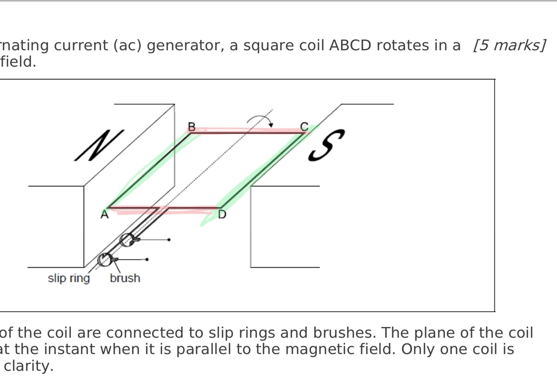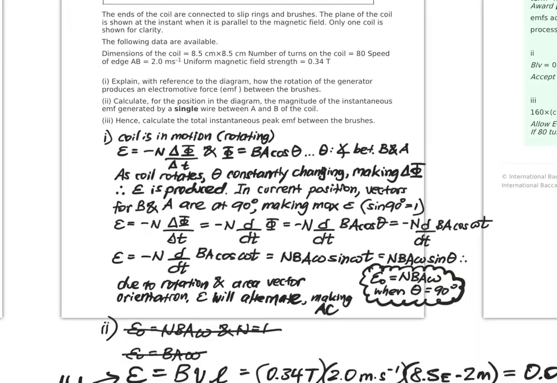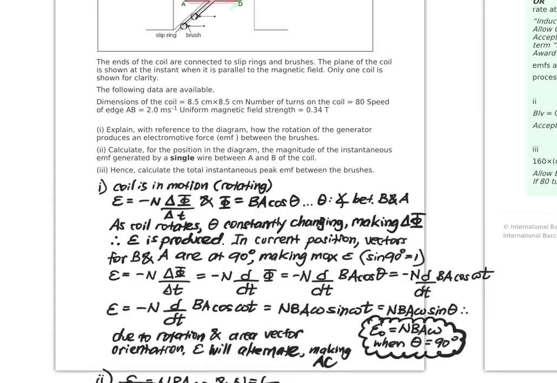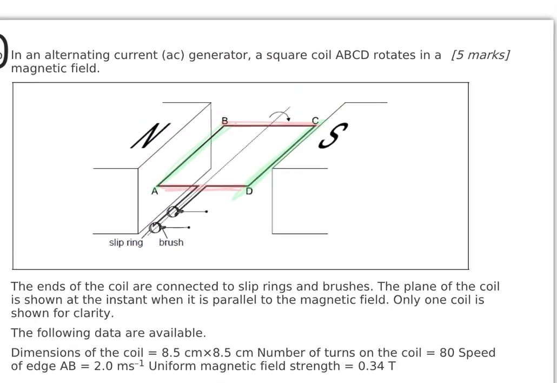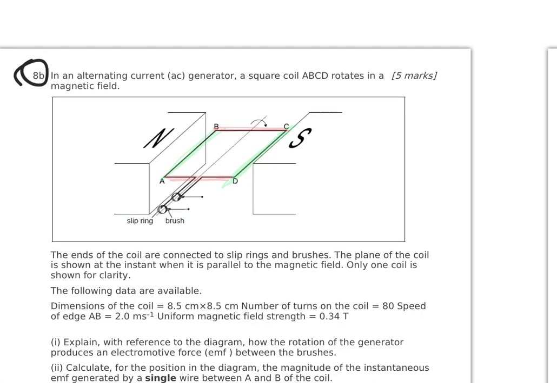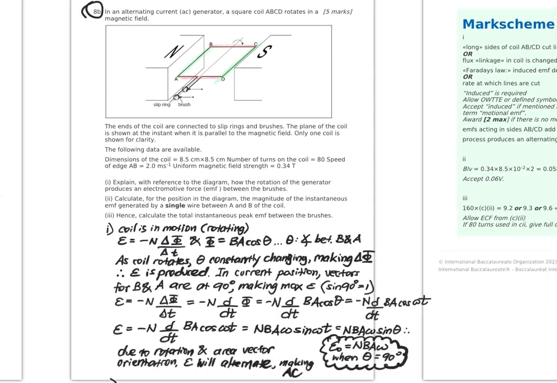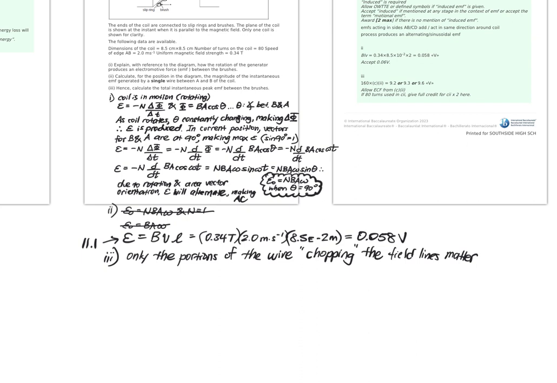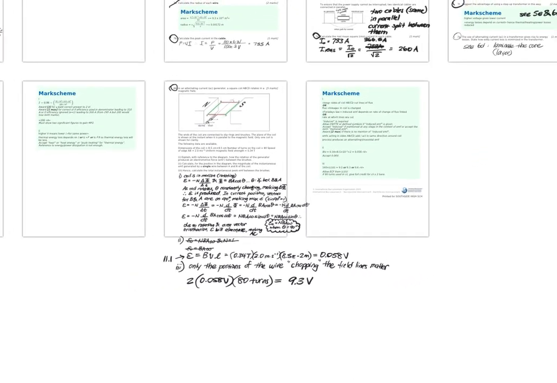So really I have the rotation of two straight wires, and if I'm going to use the previous equation where EMF is BVL, I'm going to be counting those two wires for BVL in terms of the EMF produced. So each wire has an EMF of 0.058 volts, and there are two of them. But don't forget the number of turns in the coil. It says there are 80 turns in the coil, giving us 9.3 volts for the entire coil. And that's it.